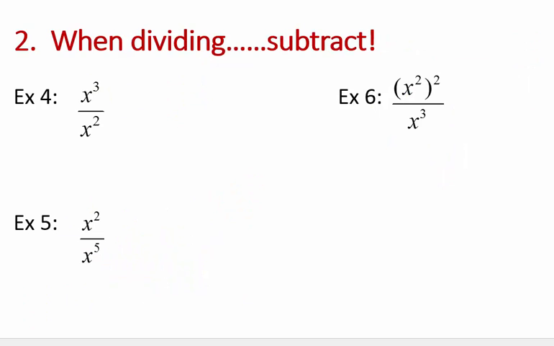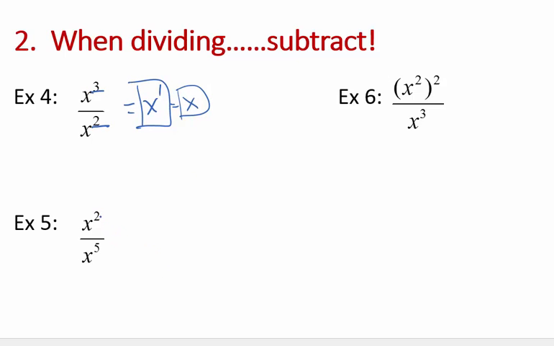When you divide exponents, you basically subtract, okay? And you're going to find you get negative exponents. I'm going to show you what to do with that. So in this case, I subtract the exponents. 3 minus 2 gives me x to the 1st, or you could just say x, really. It's the same. But what about example 5?